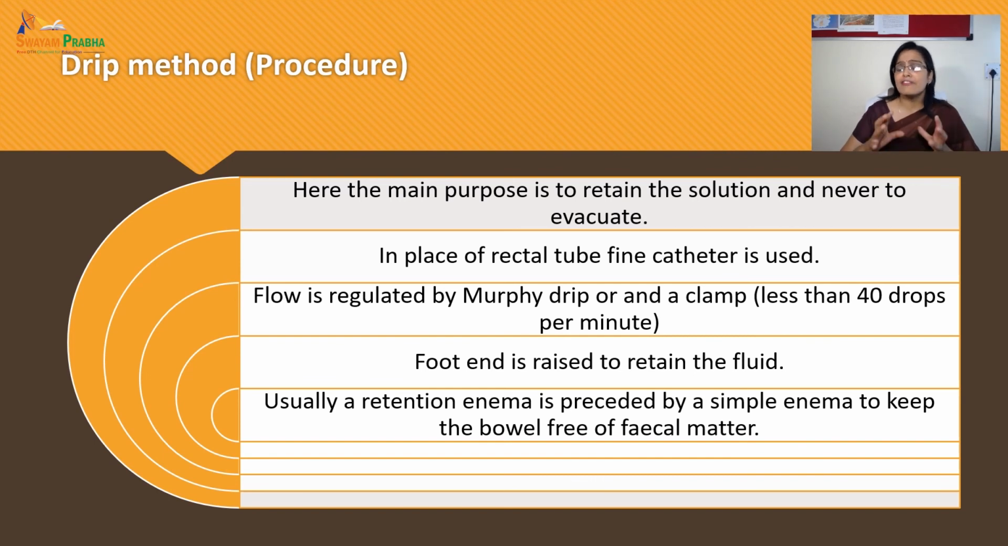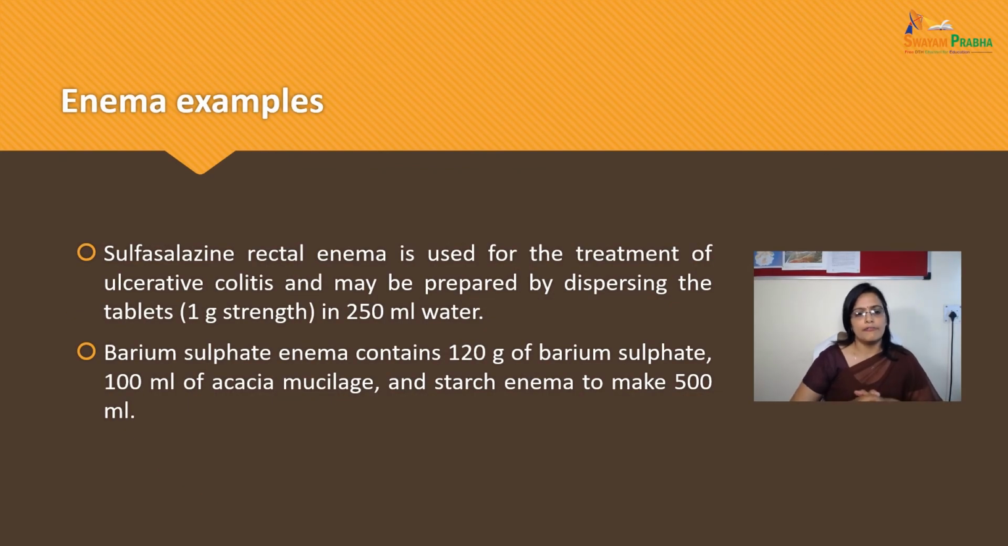So dear students, we have discussed 4 methods of giving enema, and we have also discussed the different classes of enemas in detail in this module. Let us see now a few examples. Sulfasalazine rectal enema is used for the treatment of ulcerative colitis, and it may be prepared by dispersing the tablets in 250 ml of water.